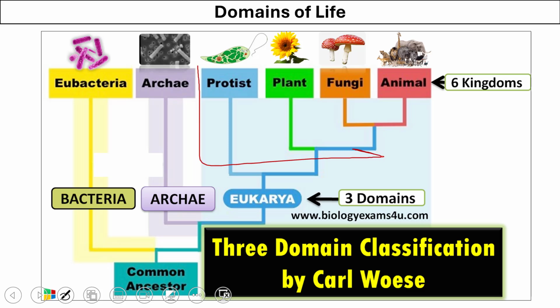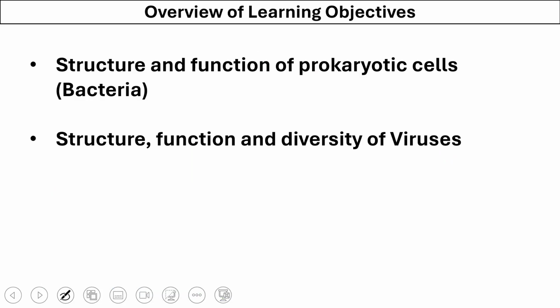Everything on the right is made up of eukaryotic cells, the cell type that we studied in the previous lecture. Bacteria and archaea are made up of prokaryotic cells, the primitive kind of cells. So today we will be studying the prokaryotic cells. The learning objectives are structure and function of prokaryotic cells and learning the structure, function and diversity of viruses.